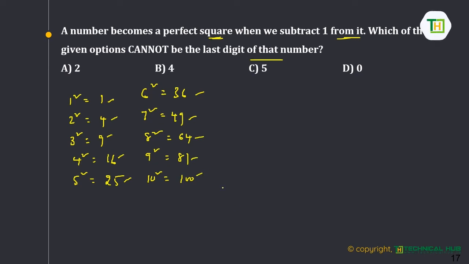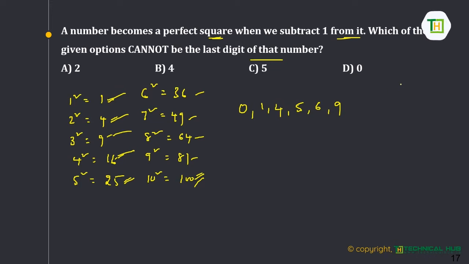So I will write these numbers in order. The unit digit will end with 0, next 1, next 4, next 5, next 6, and next 9. So the unit digit ends with 0, 1, 4, 5, 6, 9. For all these numbers, there is a chance to become perfect squares.